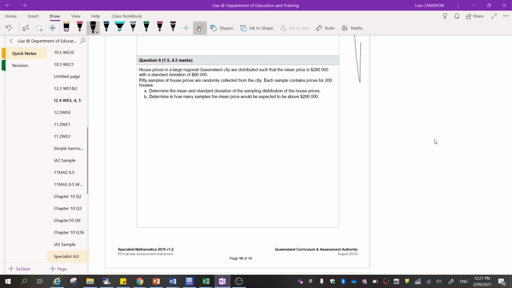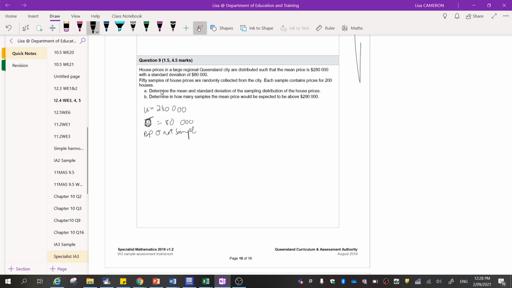Okay, so these questions are very largely about wording and pulling out the wording as we go. So for this first question, you can pause and read it now if you haven't done so already. The mean price of the house is equal to 280,000, with a standard deviation of 80,000. Now, this is the population standard deviation, not the sample.